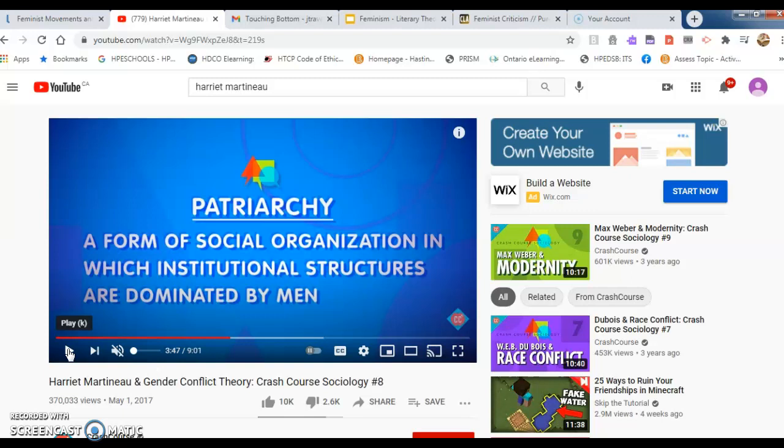So we are looking for inequality. That's one of the concepts that we want to look for. The other one that we're looking for is patriarchy. These are some of the key concepts, and I'll go through what those are and what we're looking for within the story. Patriarchy is a social organization whereby institutional structures are dominated by men.